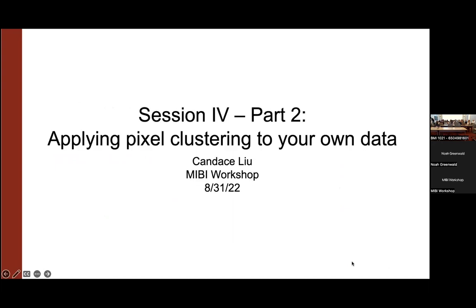Okay, so the second part of the session will be a more practical session about how to apply pixel clustering to your own data.